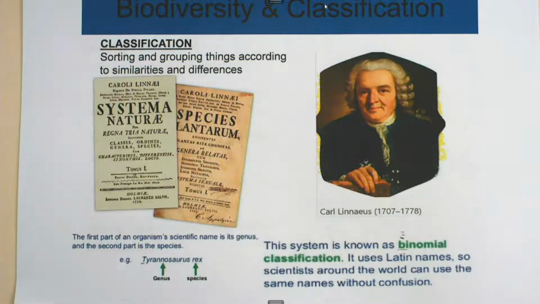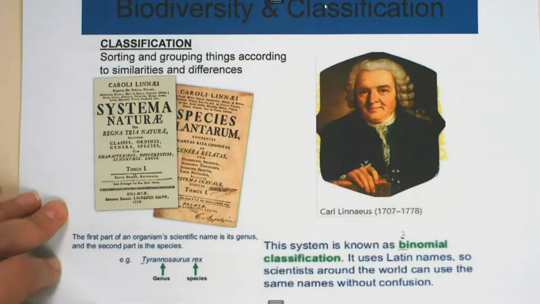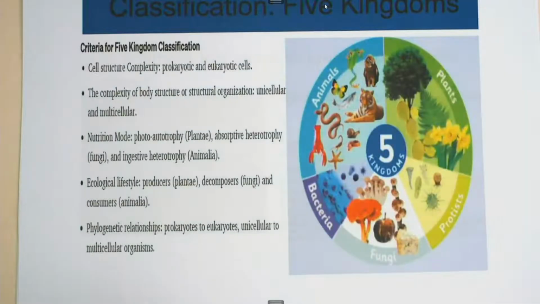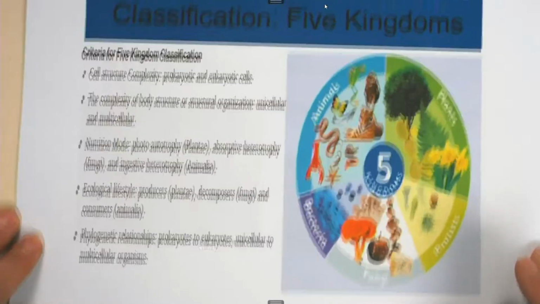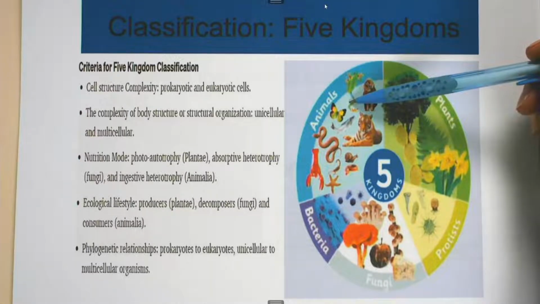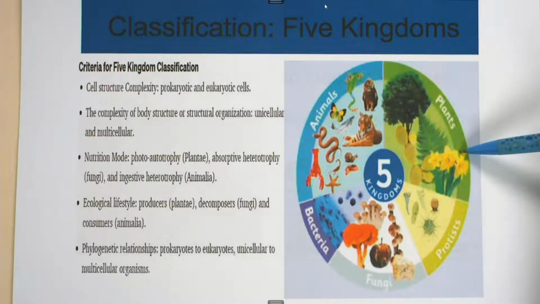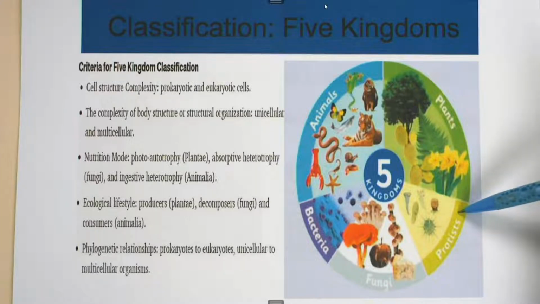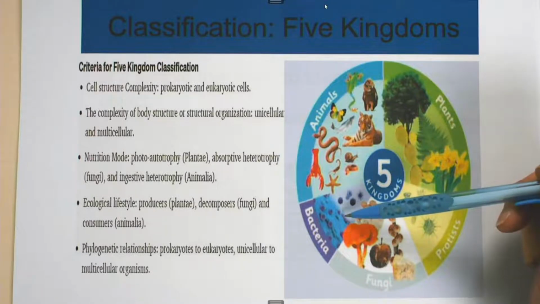So in between there were other scientists as well that decided to divide all the different groups, but the classification that we use today is the 5 kingdoms. We divided everything on earth into 5 kingdoms, and you will know that. We have the animal kingdom, the plant kingdom, the protists, the fungi, and then the bacteria.